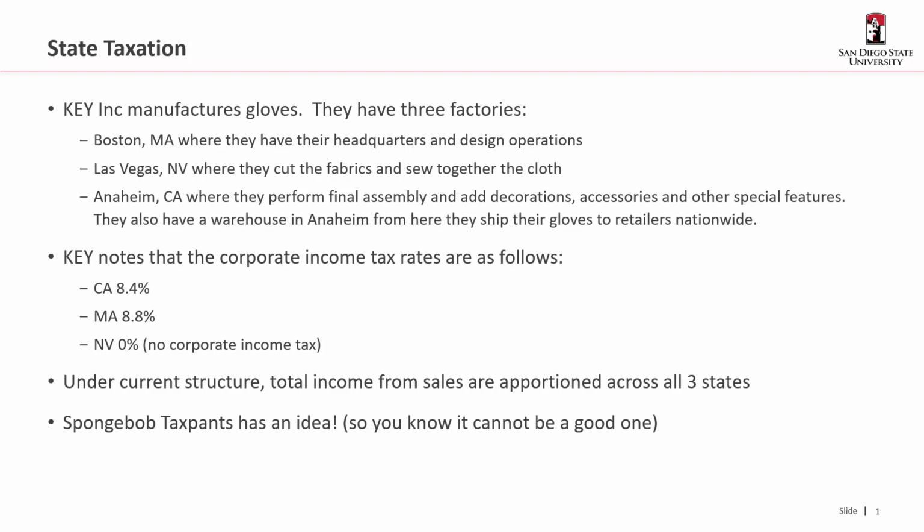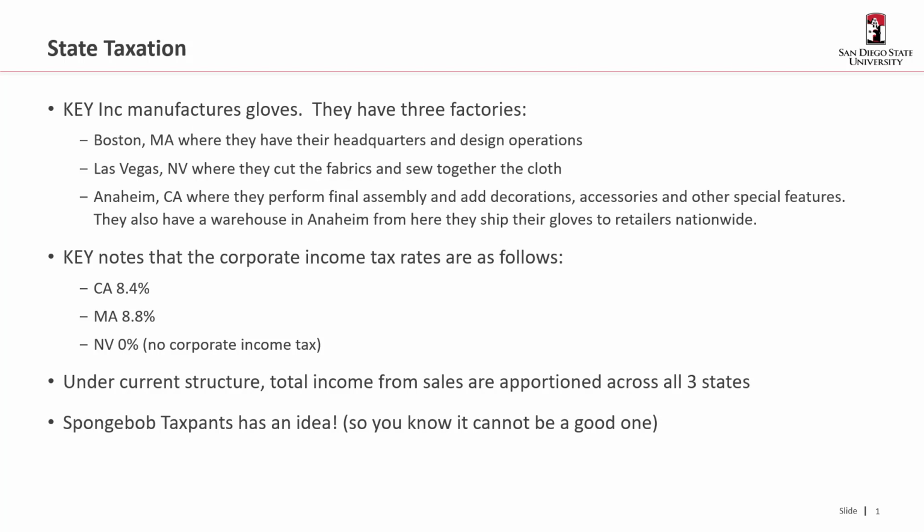For the purposes of this example, let's look at 3 tax rates in these states: California 8.4%, Massachusetts 8.8%, and Nevada 0%. These aren't actually the tax rates in all 3 states, but it's worth it for the example. Under the current structure, we take the total income for the world, and we determine how much sales, property, and payroll we had in California, Massachusetts, and Nevada. We divide it up, and every state gets its share, with a piece going to California, a piece going to Massachusetts, and a piece going to Nevada.